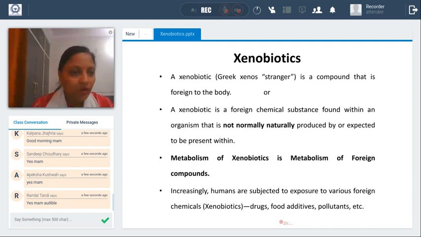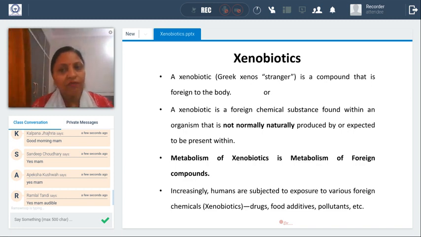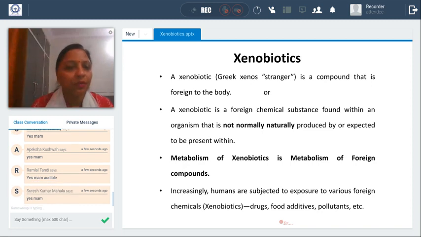Is it clear to all of you? Xenos means stranger, or the compound that is foreign to the body. So a xenobiotic is a foreign chemical substance found in an organism that is not normally naturally produced by or expected to be present within it. Okay.